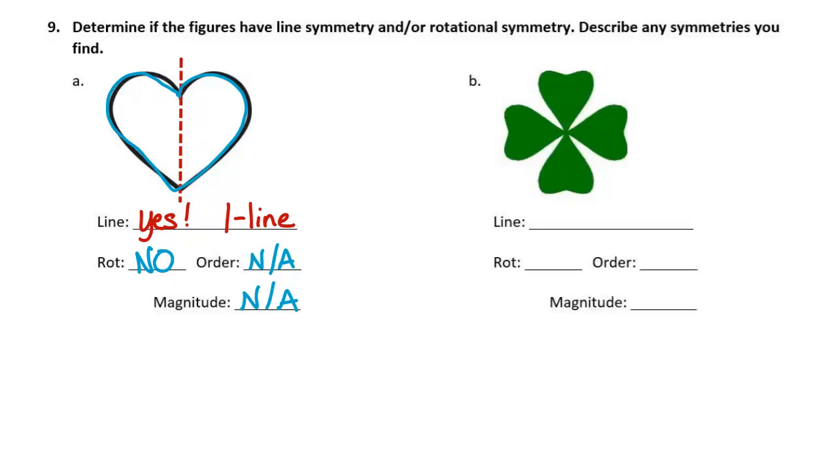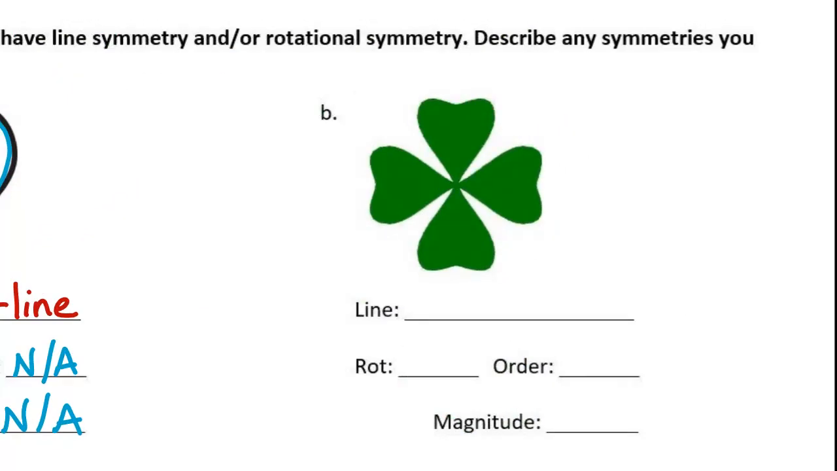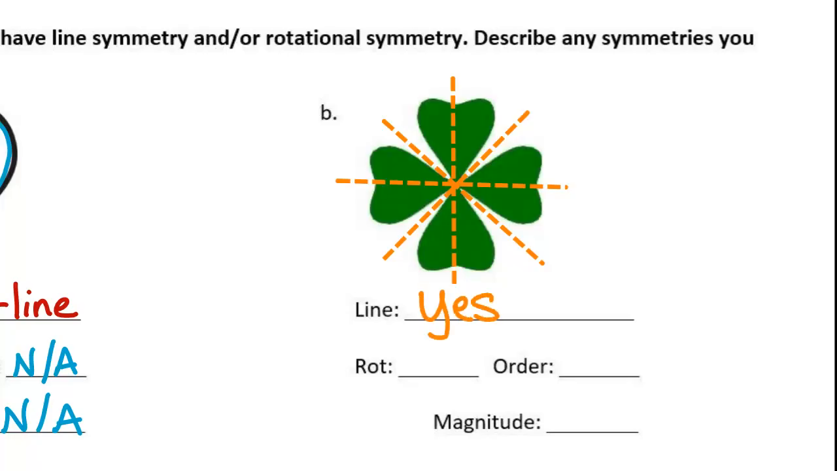What about the four-leaf clover? Can I go through the four-leaf clover vertically like we did with the heart? Yes. Are there any other lines of symmetry for the four-leaf clover? Across, we can go horizontally left to right, and diagonally, we can do both of our diagonals. So yes, we have line symmetry here. We have four line symmetry.